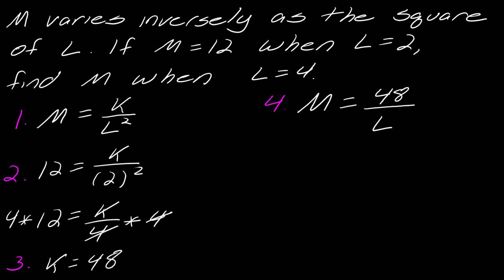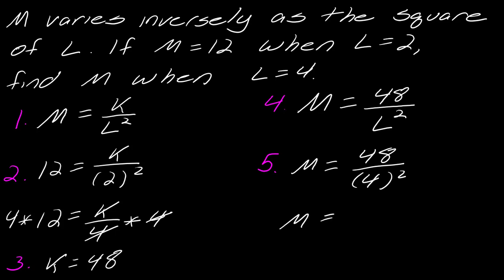L squared. Just be really careful when you do this. One common mistake is people will write the wrong equation. They'll get the first one right, but you have to refer back to it and use that same form. And then it says now find M when L equals 4. That's the last step. So this is going to be M equals 48 divided by 4 squared. So that's M equals 48 divided by 16.